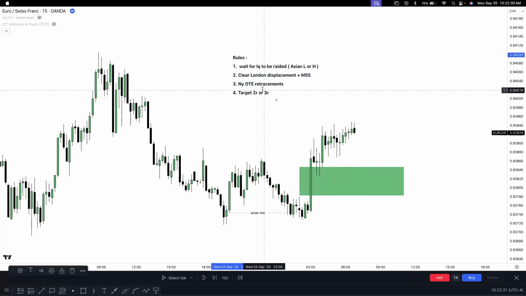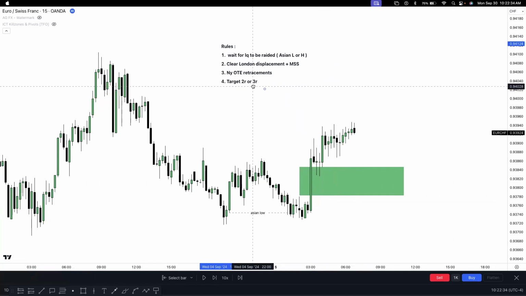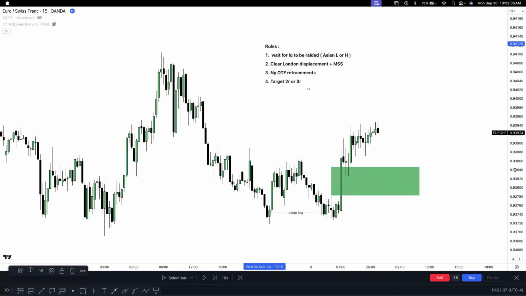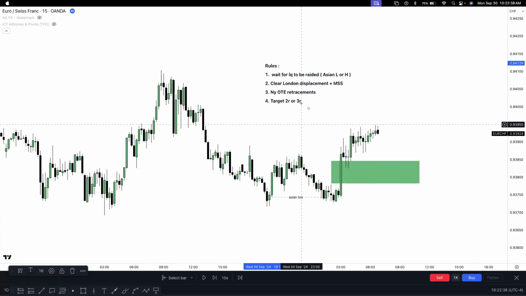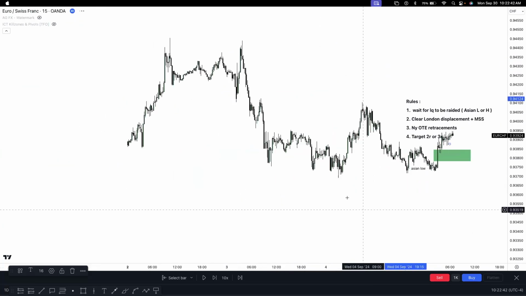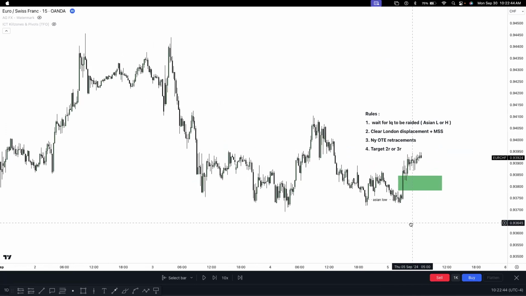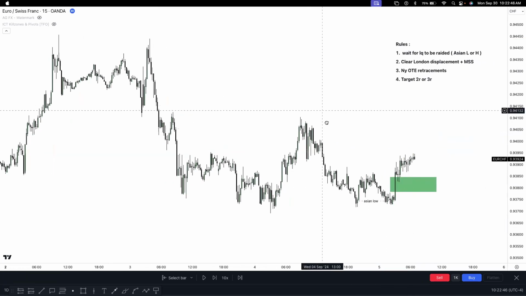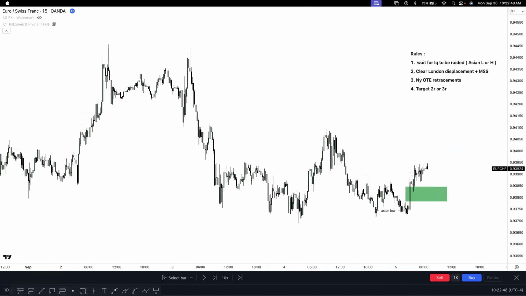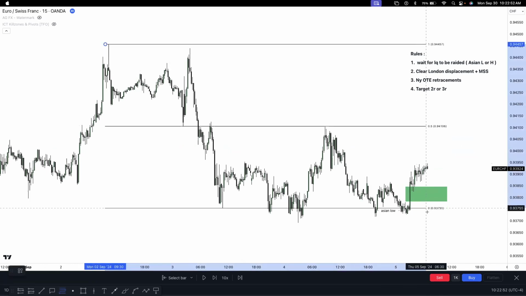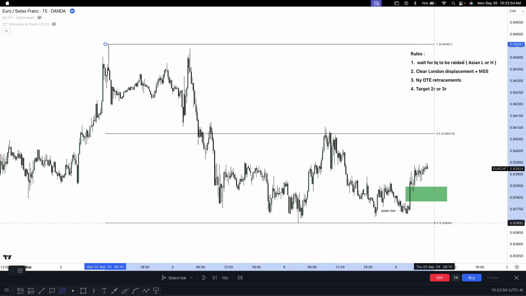What's our next rule, Ron? New York session OTE retracements, and that's it. So let's go over this trade one more time before we fast forward. Once again, guys, we were in a discount market. Let's go over the reason why we're in a discount. So zooming out here, drawing our fib from this last swing high down to this swing low. Where are we, guys? We are below what? Equilibrium.